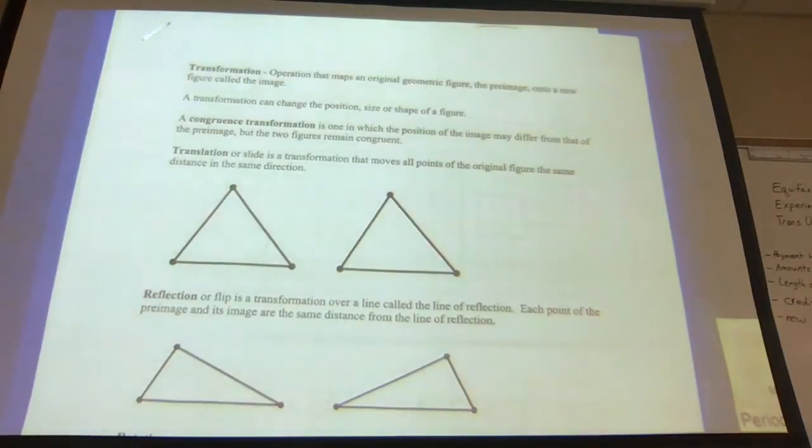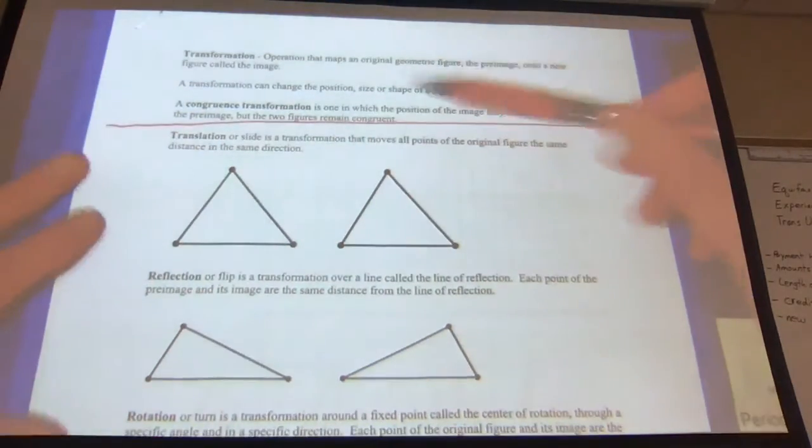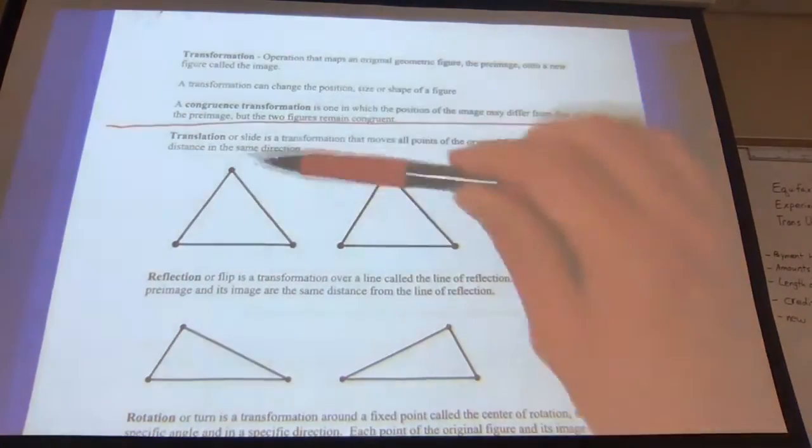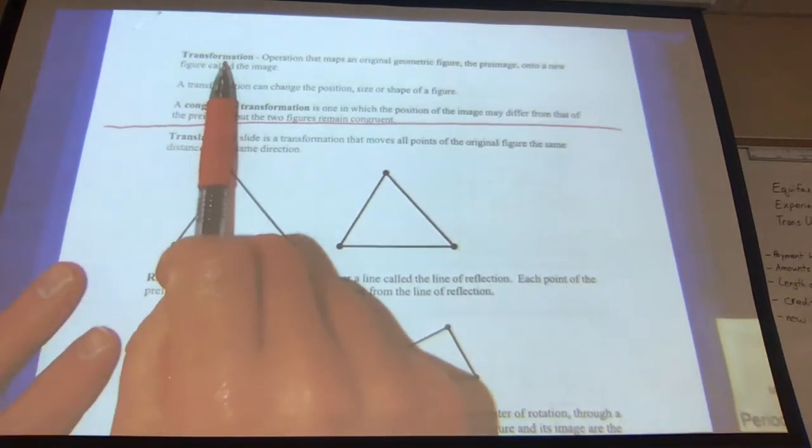Before we go to the new stuff, I'm going to go back to a little review of what we did yesterday. I'm going to put this line through here again. Stuff above the line is just definitions from yesterday, and then here's kind of what the transformations look like. So let's go back to transformation.